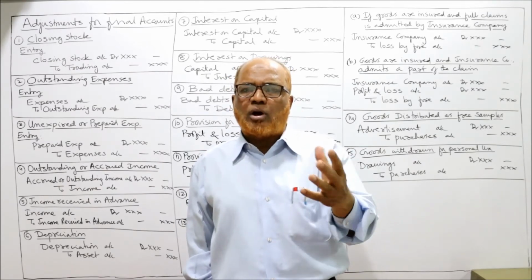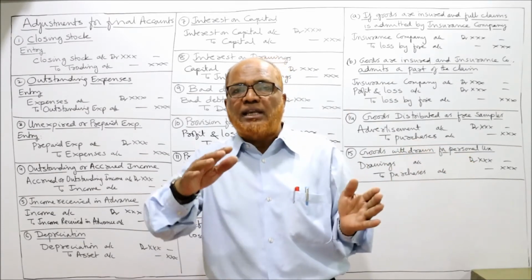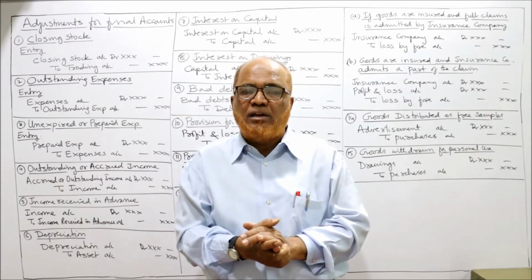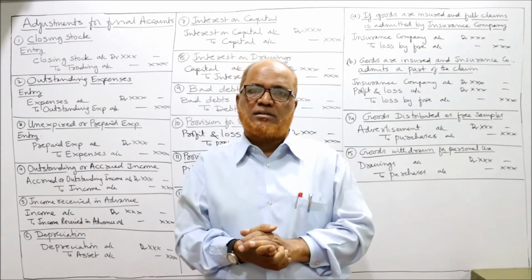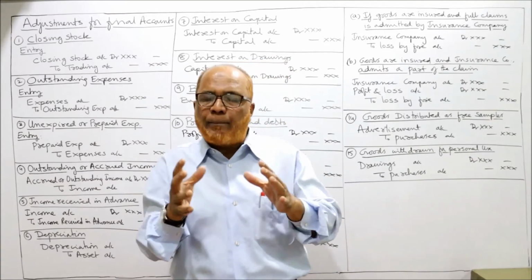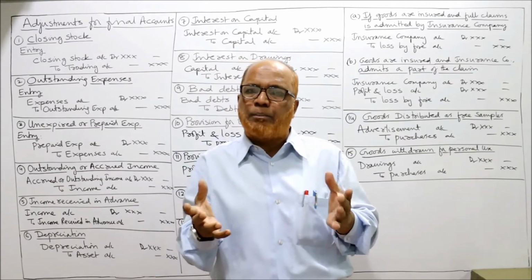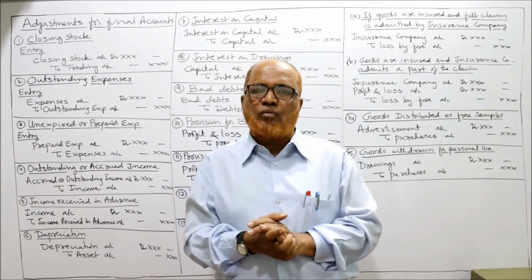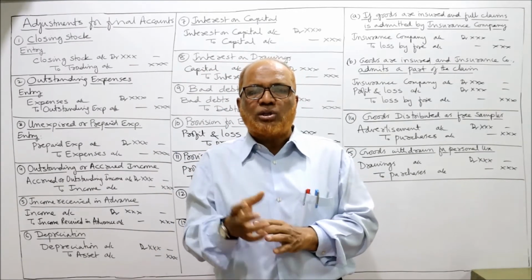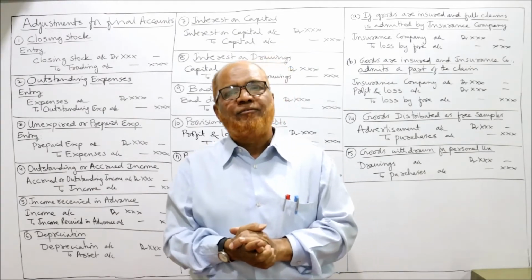If any income, expense or loss of the previous year 2017 or the next year 2019 is given, we should adjust it. So these are called the adjustments. Apart from that, we have to make adjustments regarding non-cash items like depreciation, provision for doubtful debts, etc. So these are the adjustments we have to make at the time of making the final accounts.